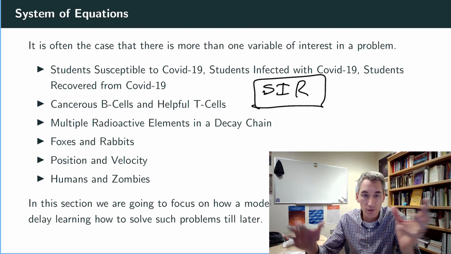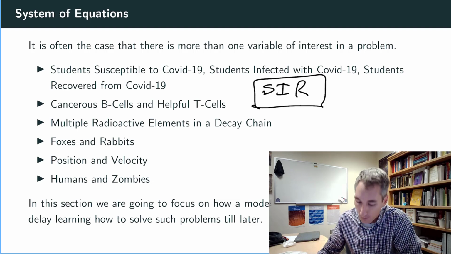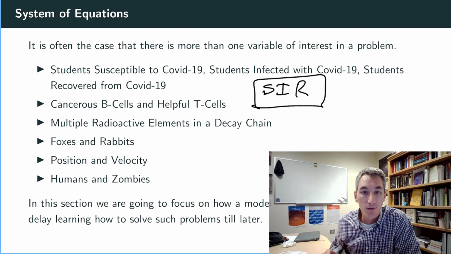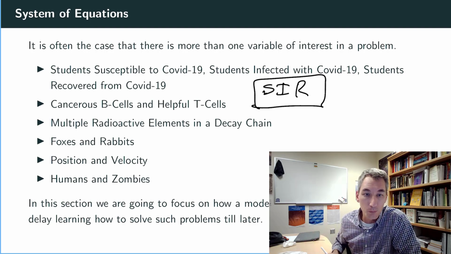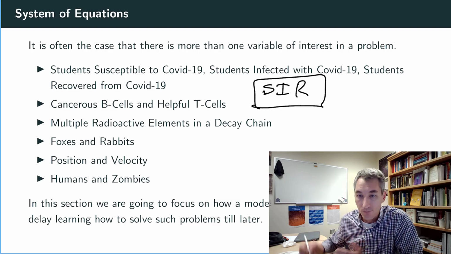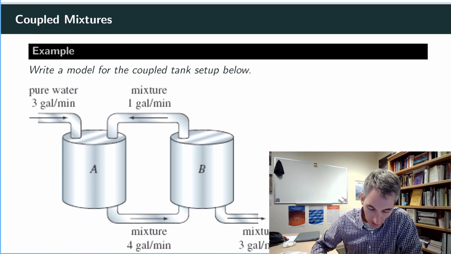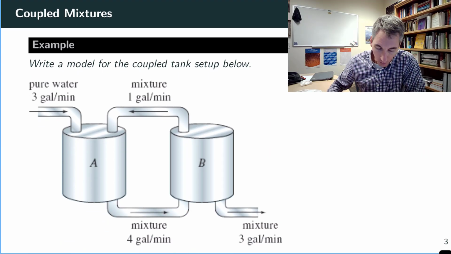You have your humans, you have your zombies. It's kind of like an SIR model, although the R in this case is often not a great situation. But you can model humans and zombies using differential equations. It's been done, and people have written papers about this. All right, so we're going to start with something a little more standard, though.